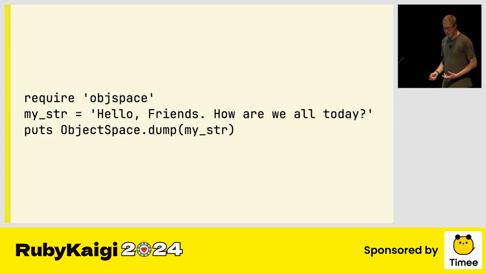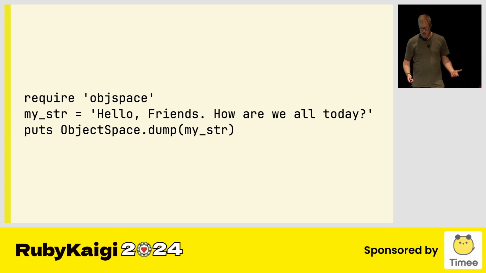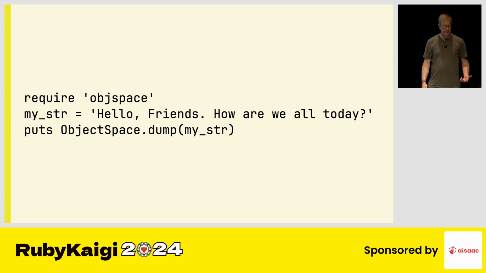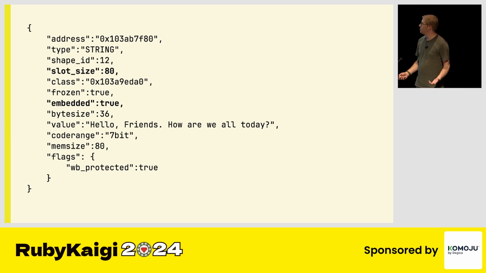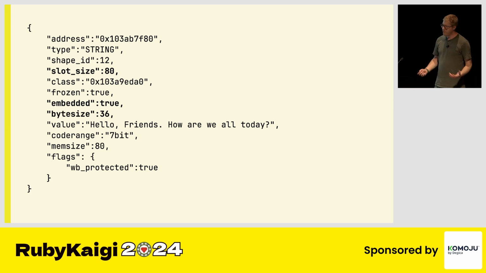And we can inspect the VM-specific information about objects using the ObjectSpace dump API. This is going to show you information about the object size and which pool it's allocated in, in addition to all the rest of the stuff that it already shows you. So when we run the code like this, we're going to see this output. This is a bunch of information about that string: its address, whether or not it's frozen, whether it's write barrier protected, and all sorts of stuff. But it's also going to show you the embedded status. This string is embedded, and it's in the 80-byte size pool. And the byte size of the string, which is the amount of memory used to hold the actual string data, is 36 bytes.